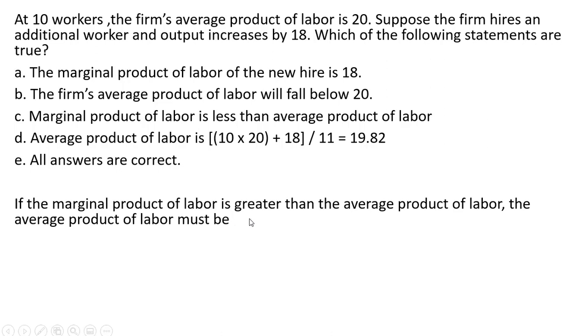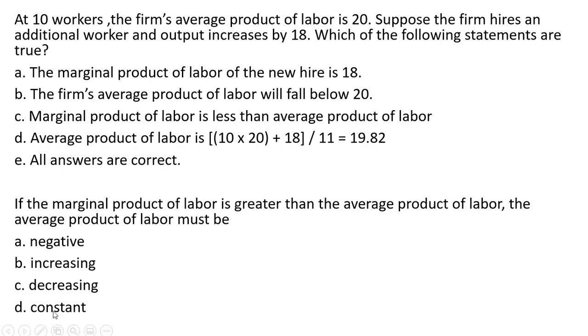If the marginal product of labor is greater than the average product of labor, the average product of labor must be negative, no. Increasing, that's true. When the marginal thing is above the average thing, it's going to pull up the average thing. Decreasing, that is incorrect. And constant, that is also incorrect. So the correct answer here is B. So when the marginal product of labor is greater than the average, the marginal thing will pull up the average.